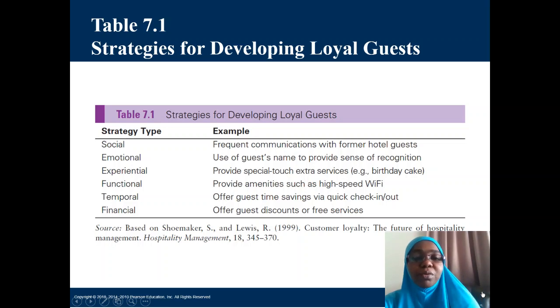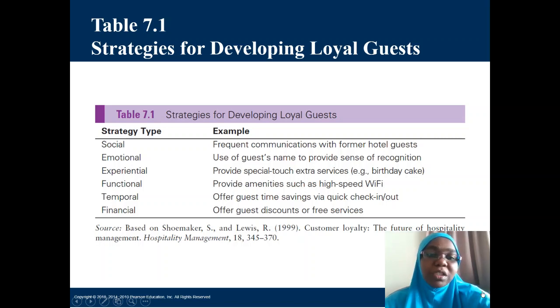All those things. On the emotional strategy aspect, they also use the guest's name to provide a sense of recognition. They may use the guest's name to perhaps name some halls, meeting centers, or conference centers, and so on. Using the experimental strategy, they may provide special touch extra services, for example, birthday cakes for their clients on those particular dates.